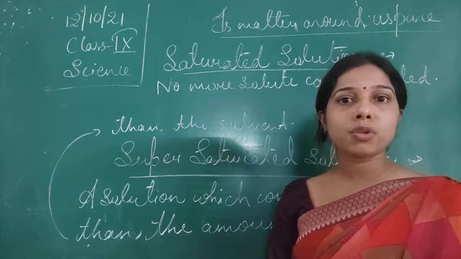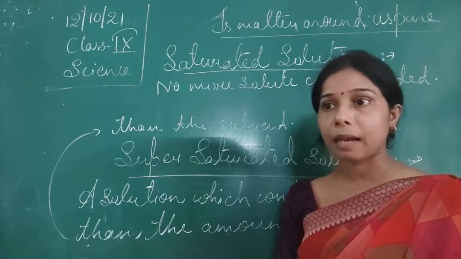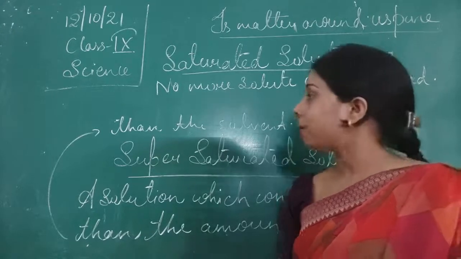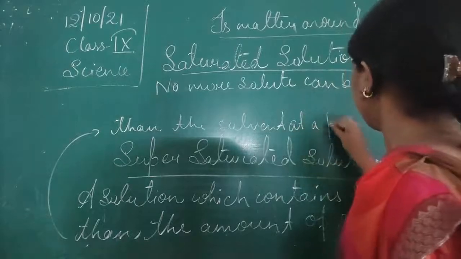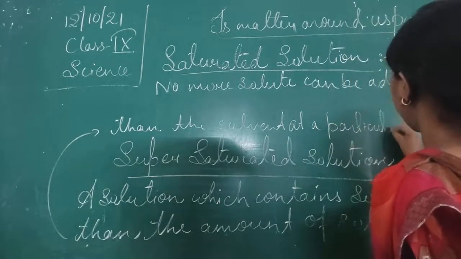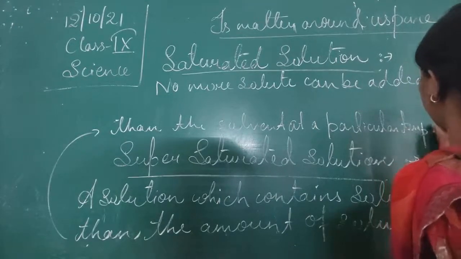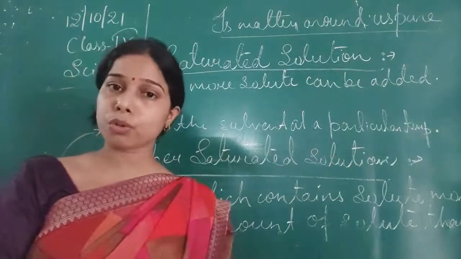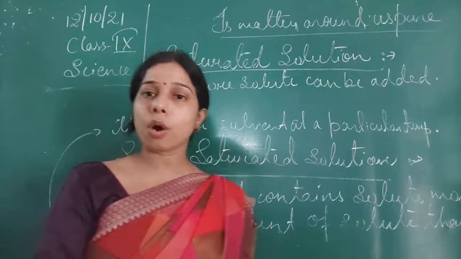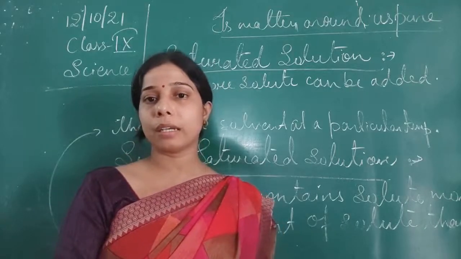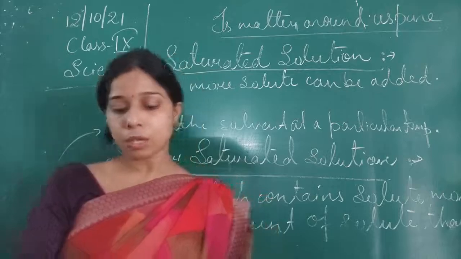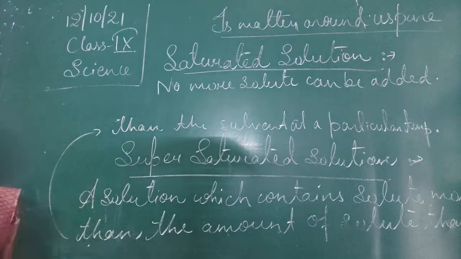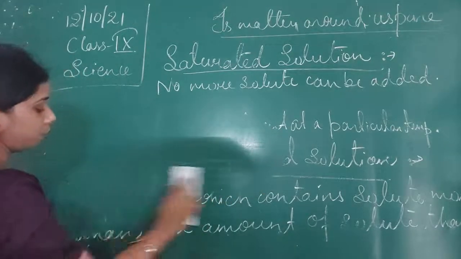So an unsaturated solution is a solution in which more solute can be added. A saturated solution is a solution in which no more solute can be added. But at a particular temperature, we can add more solute to the solvent in order to make it a supersaturated solution. Okay, so this is about the saturated, unsaturated and supersaturated solution.